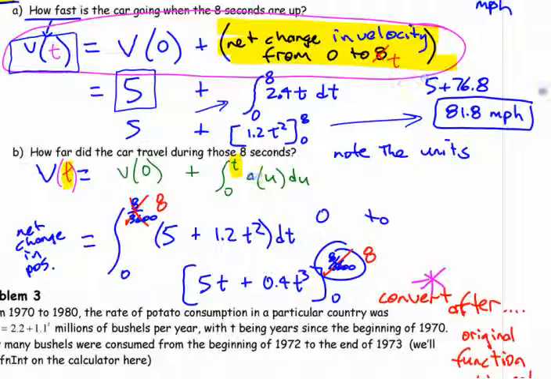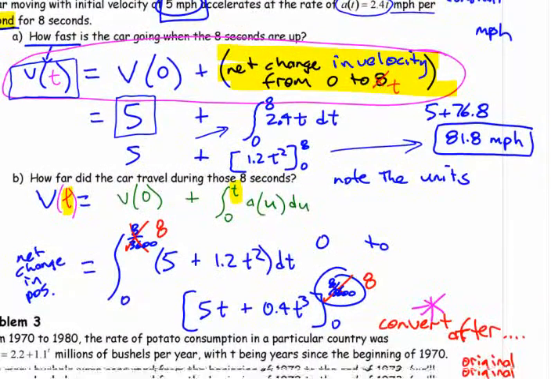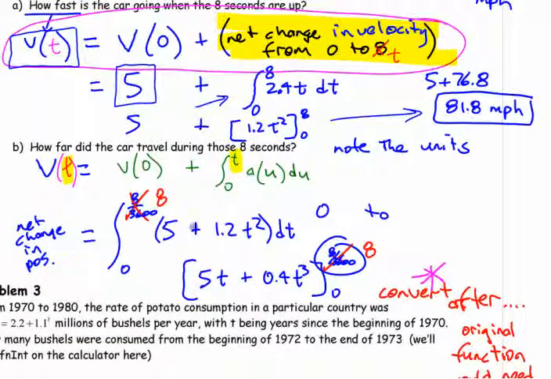What was the function called up above there? Acceleration, a of t. I'm calling it a of u now because I'm just using a different variable because I want the t to be right there. I want to make it clear that that's the variable. This is a dummy variable.